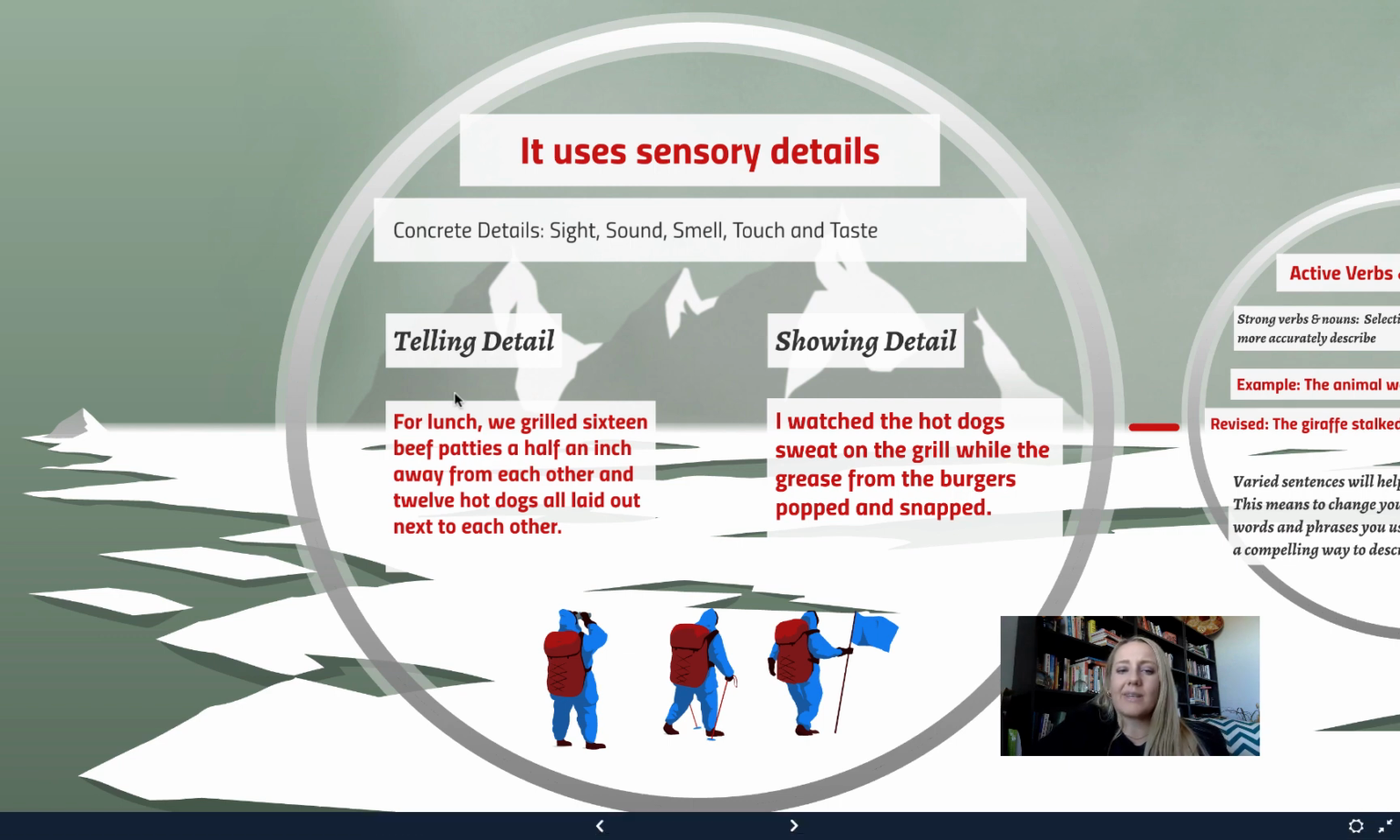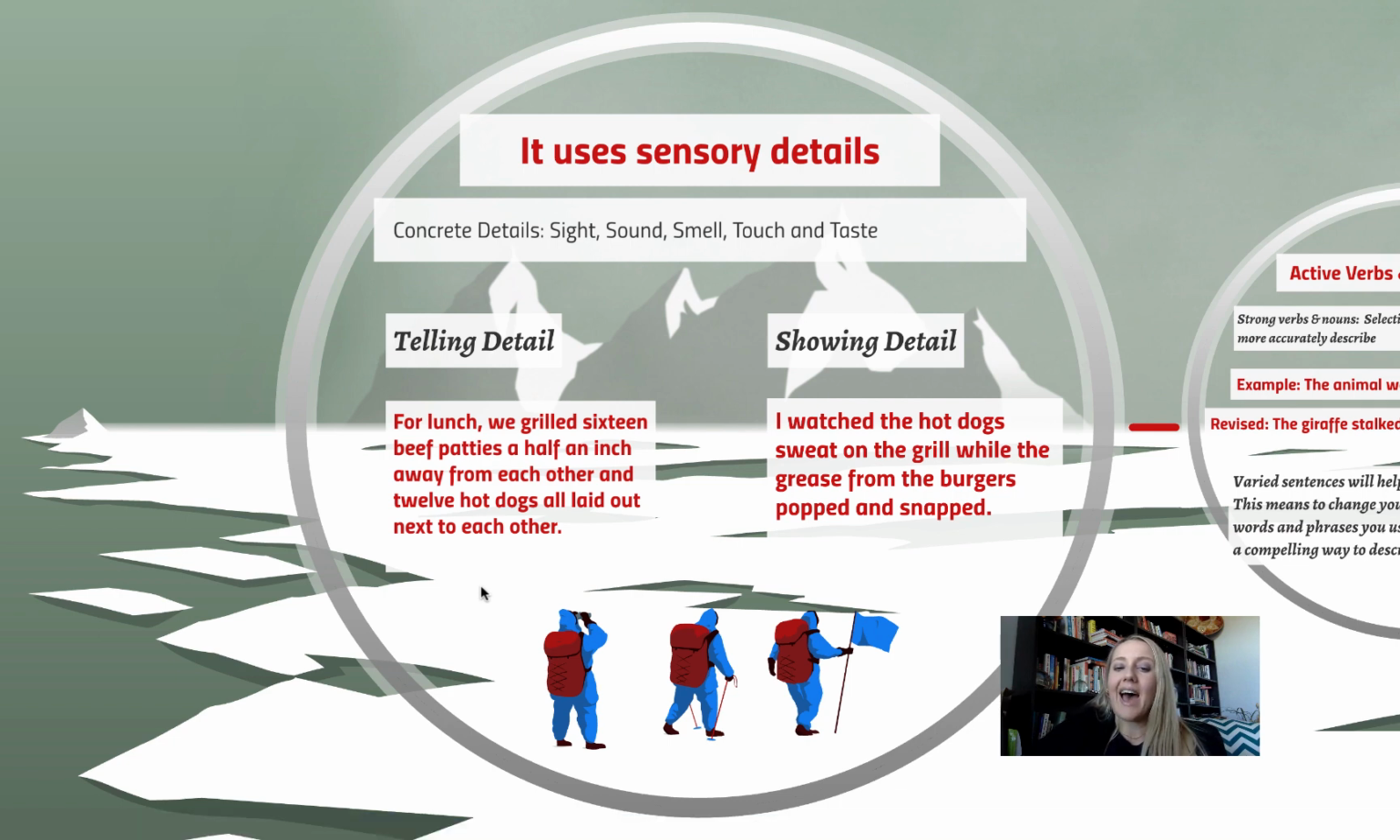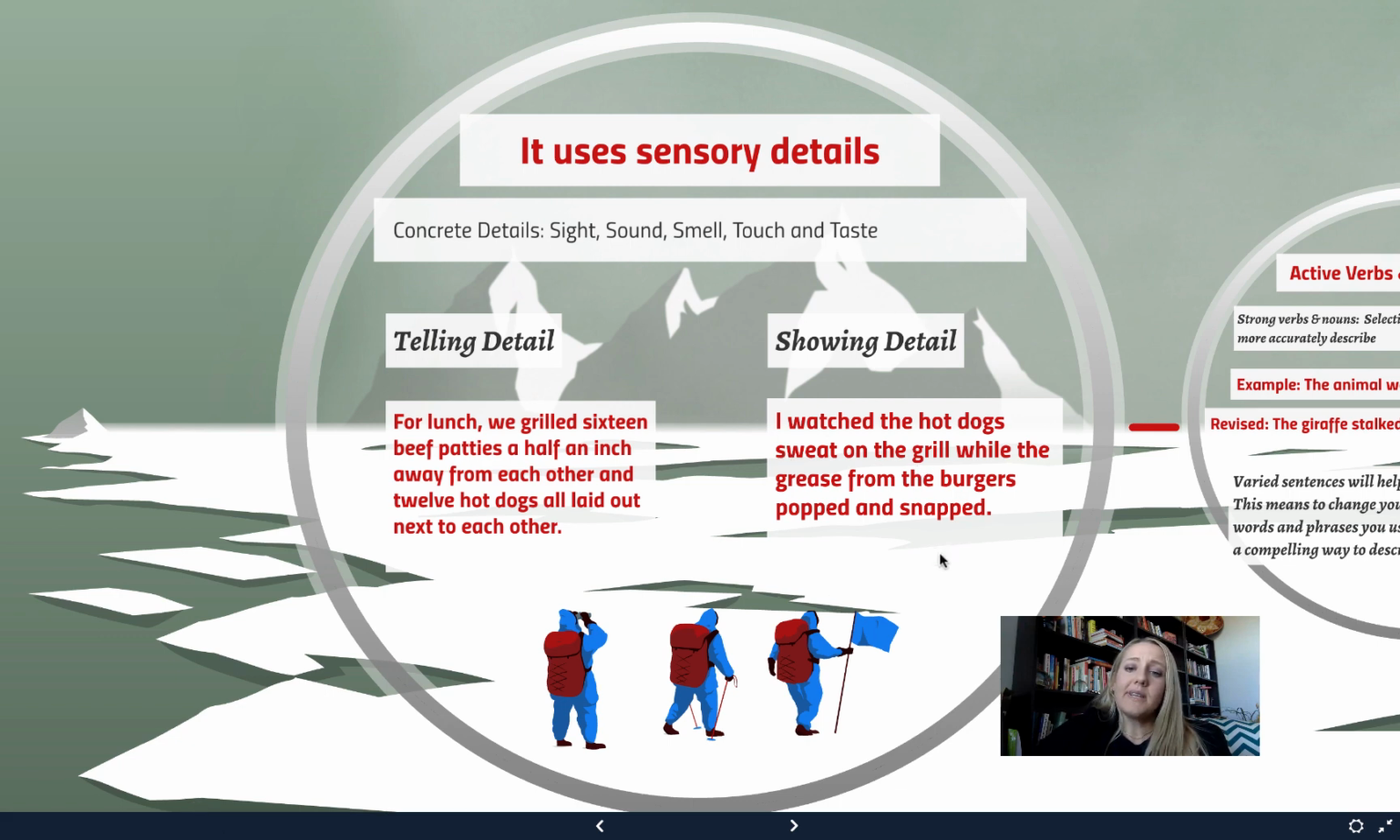So if I look right here where it says telling details, it says, for lunch, we grilled 16 beef patties a half an inch away from each other and 12 hot dogs all laid out next to each other. Do you really care? It seems to feel descriptive because it tells us exactly what's on the grill and how far apart they're laid out, but we don't actually care as a reader. In fact, if you felt your brain go numb for a second, it's because there's nothing there that captures you.